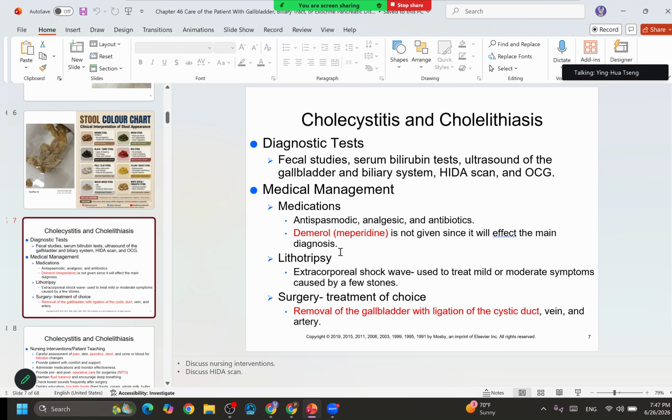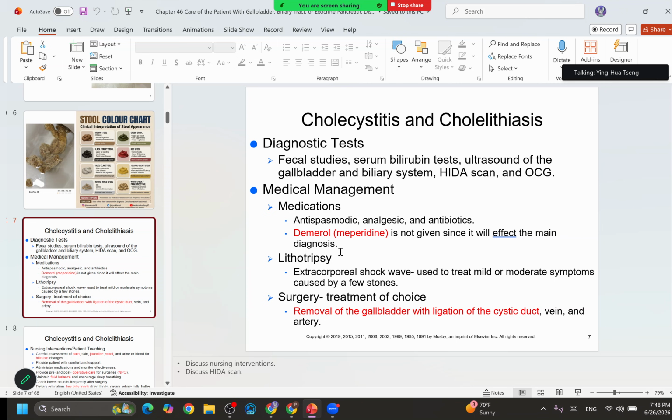So maybe the doctor was thinking, oh, you just ate some kind of food poisoning. After we use Demerol and you feel so much better, oh, now I can walk, now I can eat again, I'm fine right now, I have no pain at all, and the doctor will discharge you. So that causes us a problem, a missed diagnosis. That's why we don't use Demerol anymore.